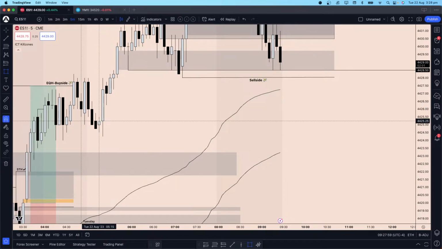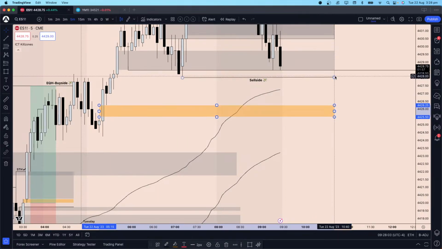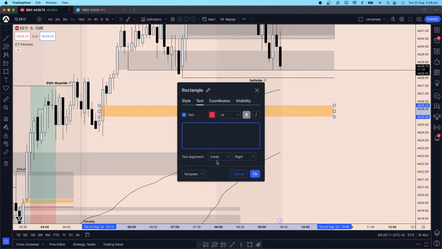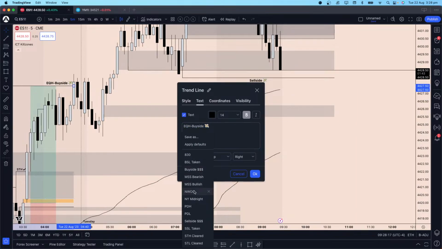Let me draw up that rectangle right here, unfilled fair value gap. Now we're going to take the sell side. A matter of seconds. Right now it's 9:25. We have 2 more minutes left to that New York Open. Fair value gap. Let me draw up some major. That buy side has been taken.